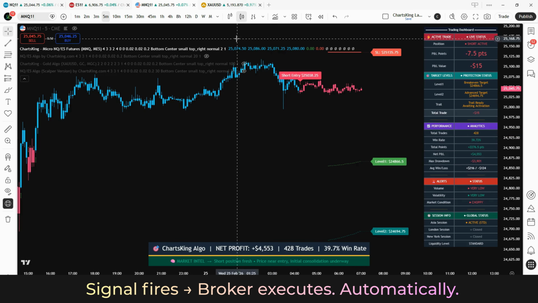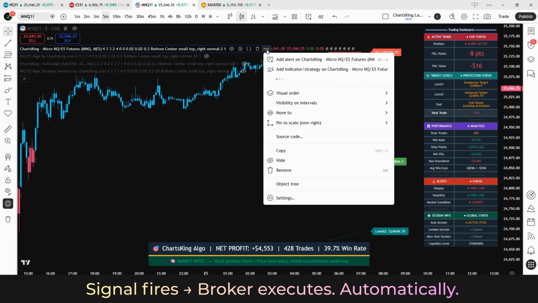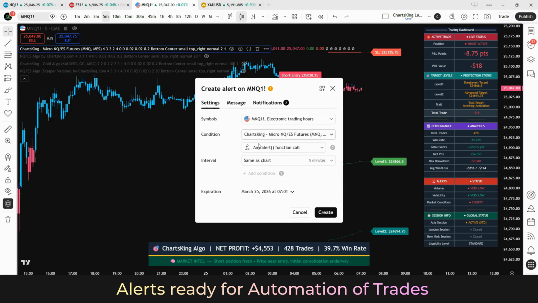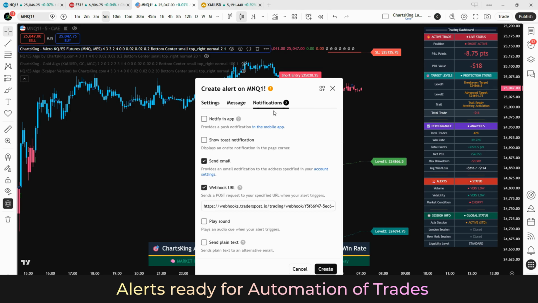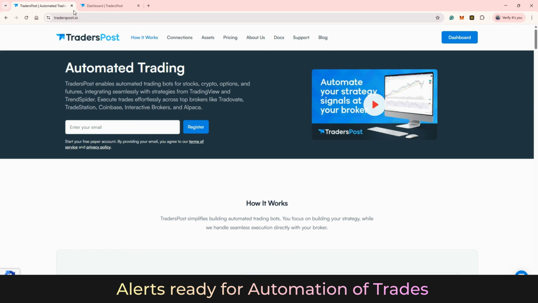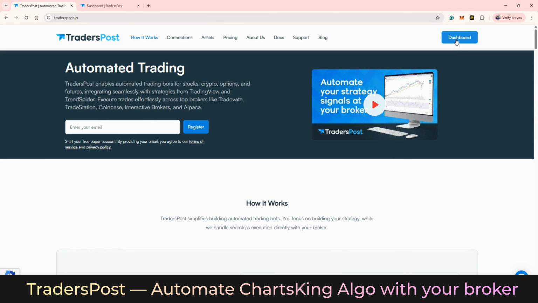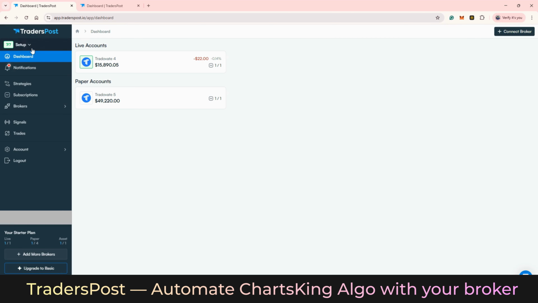It's Webhook compatible. All you need to do is come here, add alert, and in the settings, without changing anything, you can paste your Webhook URL here. For now, let's say we have our Webhook here, and let's go to TradersPost. This is where you have to register yourself. And if I show you our own dashboard, this is how it looks.